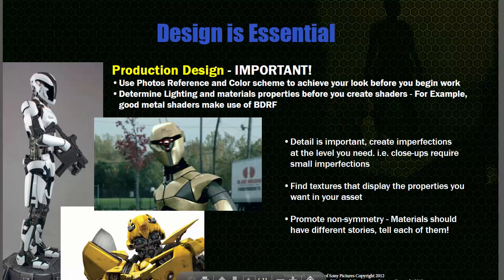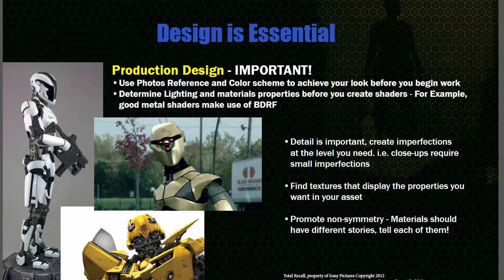Okay, so now we're kind of getting into it here. Our next panel is called Design is Essential, okay? And I think we're really getting into the foundational process when we start talking about the importance of production design. It is crucial to making sure that you're going to get what you want from your renders, what you want from your work.